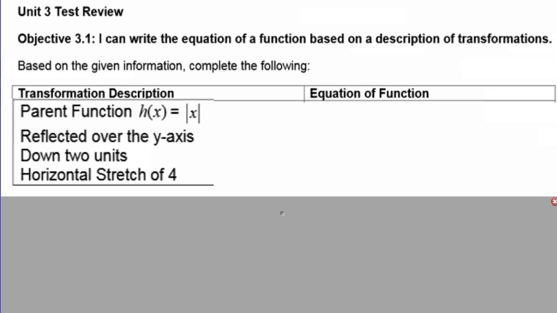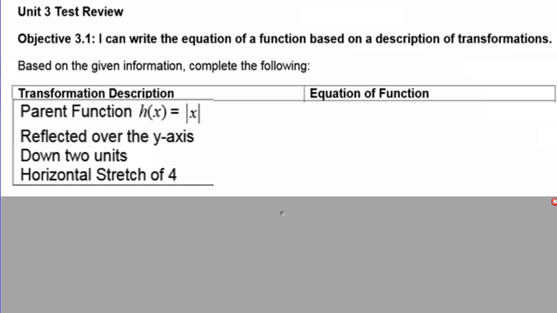Objective 3.1, I can write the equation of a function based on the descriptions of transformations to a parent function. So in our second example, our parent function is h of x equals the absolute value of x. We want to reflect it over the y-axis, move it down 2 units, and have a horizontal stretch of 4.